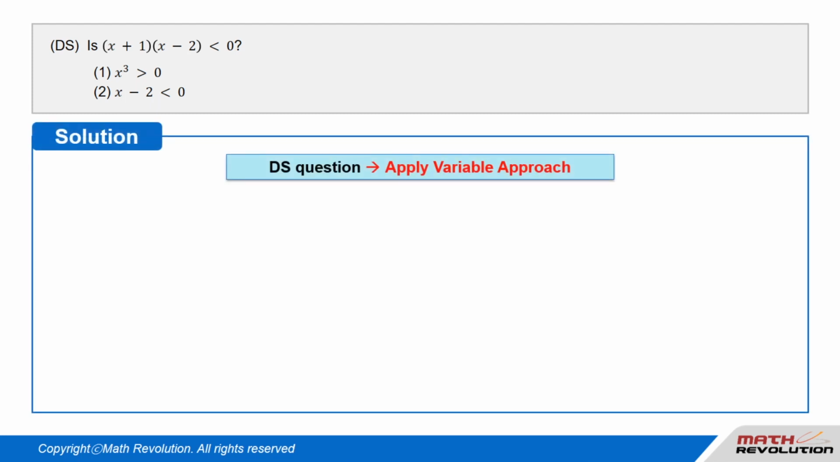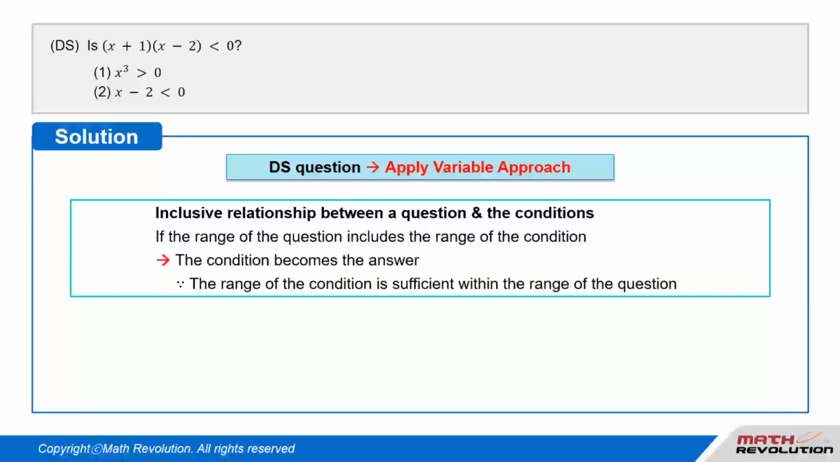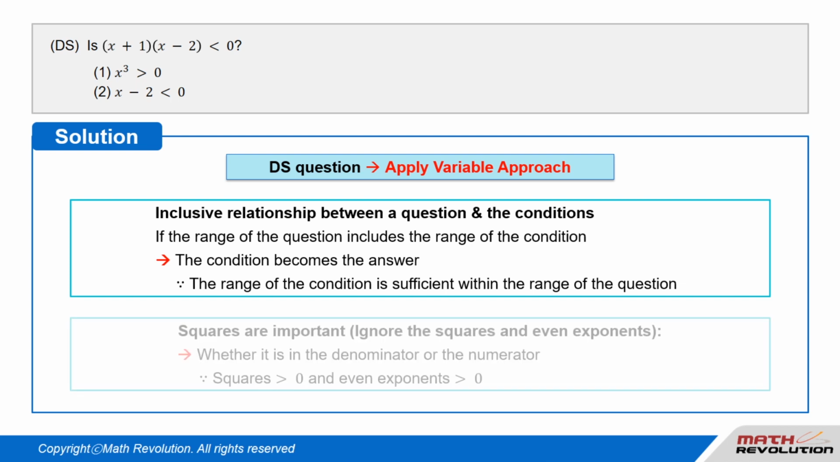Solution. Let us solve this DS question using the variable approach. The inclusive relationship between a question and the conditions: if the range of the question includes the range of the condition, then the condition becomes the answer, because the range of the condition is sufficient within the range of the question.